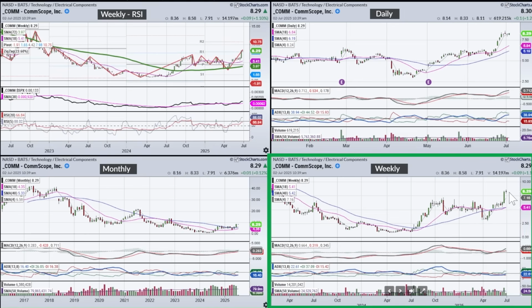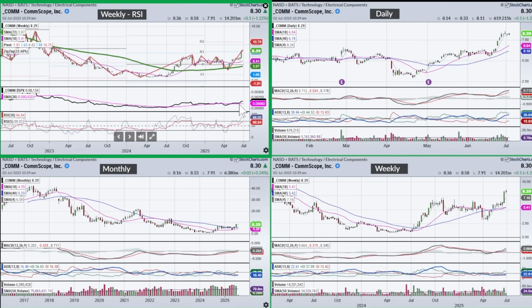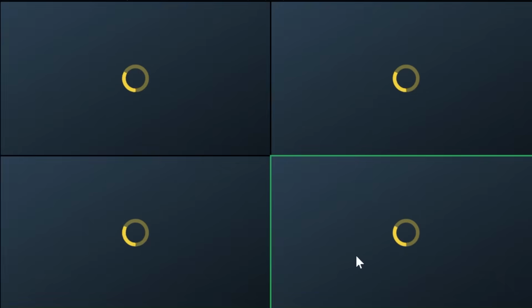Now in the short term, I think we need a pullback just based on how big of a move it made, even if we pull back a little bit closer to the 18-day. Notice how the relative strength line is hitting a new high here, really attractive.